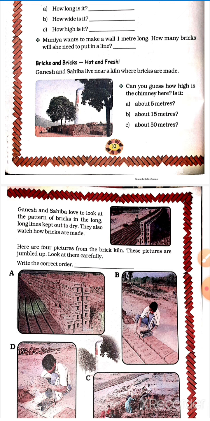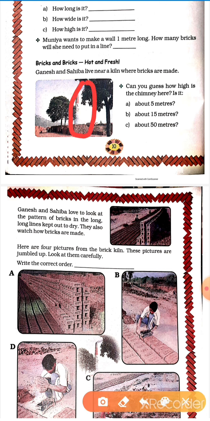Can you guess how high is the chimney here? You can see the chimney. This is the chimney. You have to guess how high this chimney is. About 5 meters, 15 meters or 50 meters. Obviously, we can see the chimney is high, so it will be 50 meters.